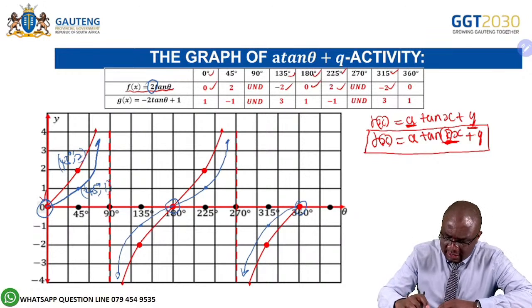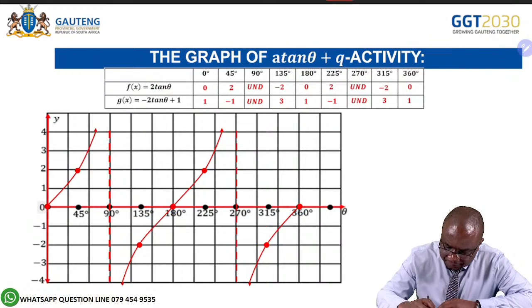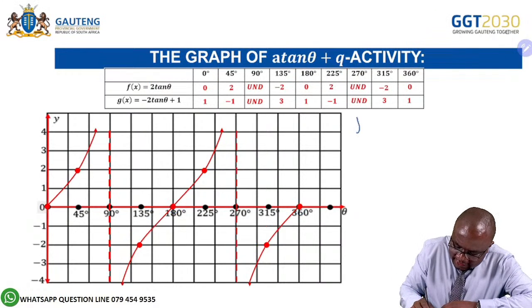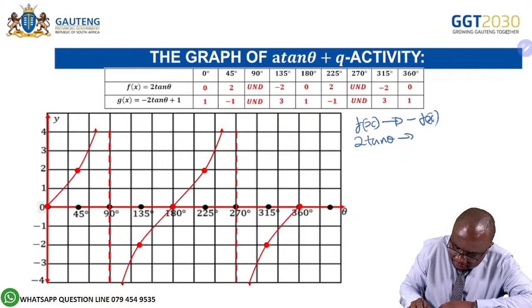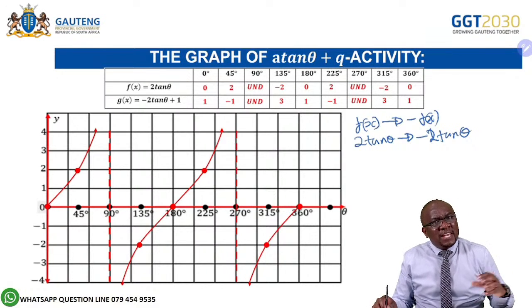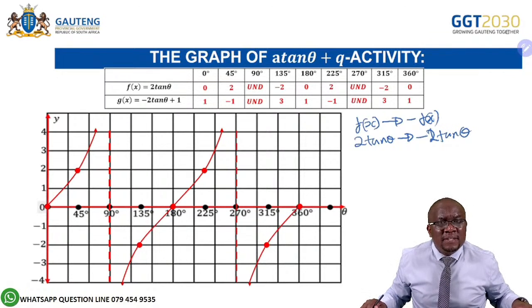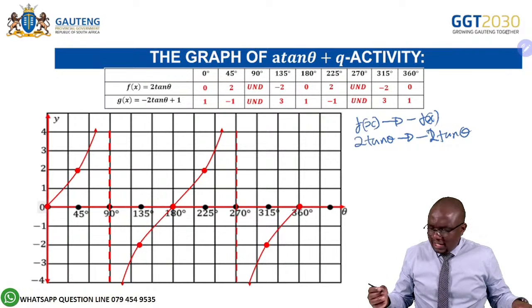Remember this. Let me clear the ink here so that we can discuss before we go to the next one. Right, remember we said the transformation of f of x to negative f of x. What is it? Like from 2 tan theta to negative 2 tan theta. What reflection is this? Is it about the x-axis? Is it about the y-axis? Who remembers? It is a reflection about the x-axis.